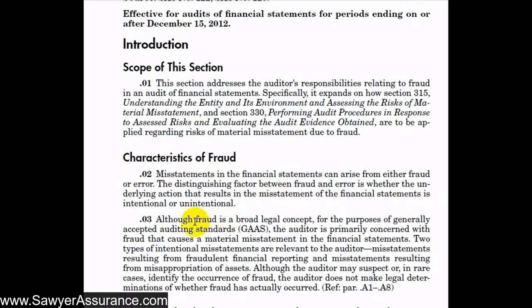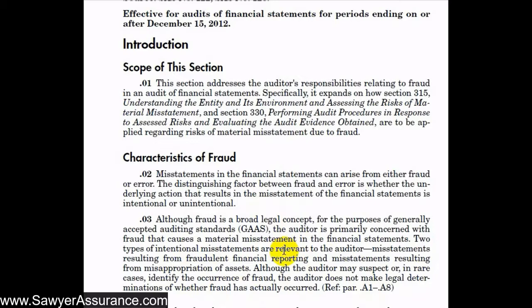We see here that fraud is a legal concept which is really outside of the bounds of our knowledge and experience. But for GAAS purposes, we're primarily concerned with frauds that cause a material misstatement of the financial statement. So we're really not obligated to make a legal determination of whether fraud has occurred. We merely need to find out if a misstatement has occurred, whether that's due to fraud or an error.